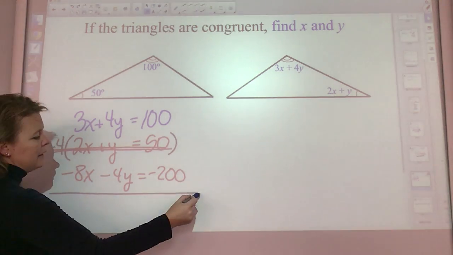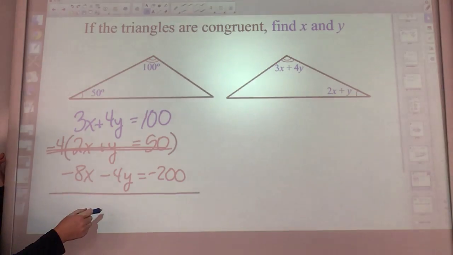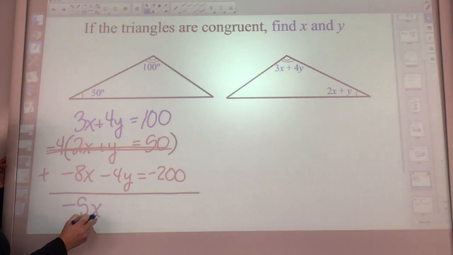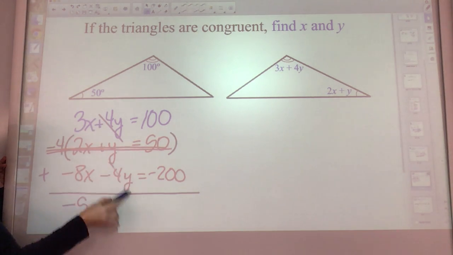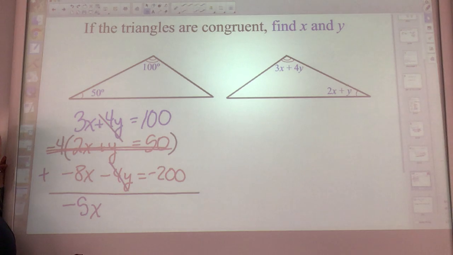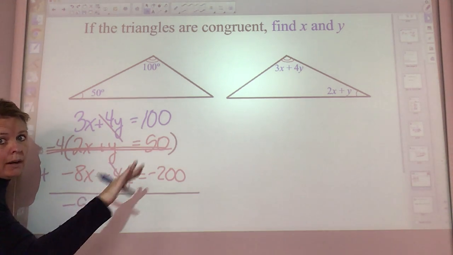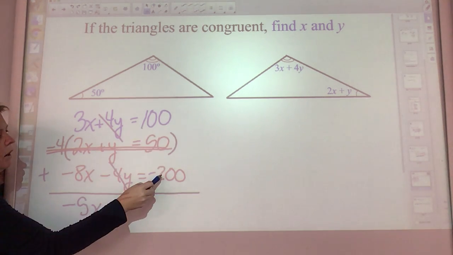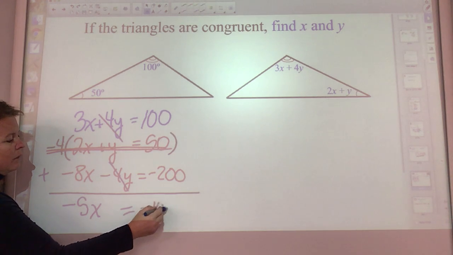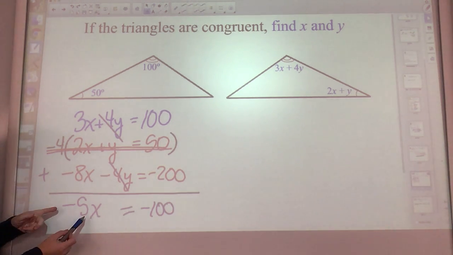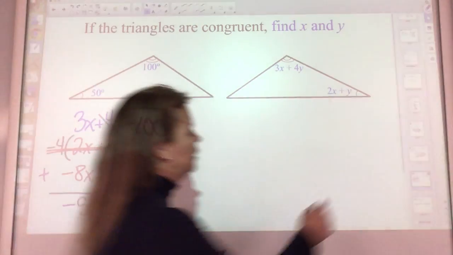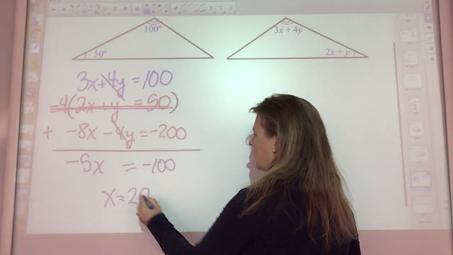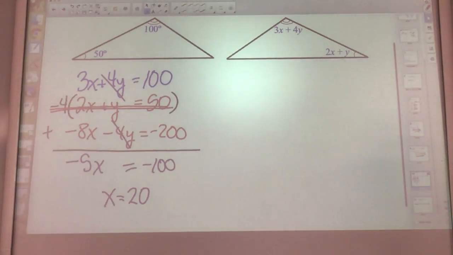So now I add these down, blue and red make purple, and I add 3x plus negative 8x and get negative 5x. But whoa, what's positive 4 plus negative 4? Positive 4y minus 4y is 0. It's gone. Eliminated. Elimination method, get it? We just eliminated that. Equals 100 plus negative 200 is negative 100. If I take a negative divided by a negative, I get a positive, and my answer, 100 divided by 5, is 20. x equals 20. But that only gives me x.